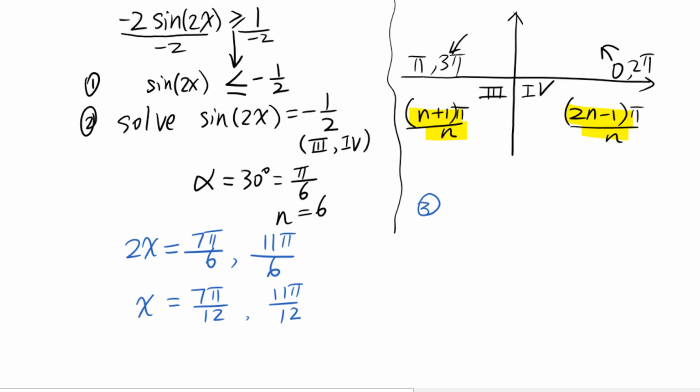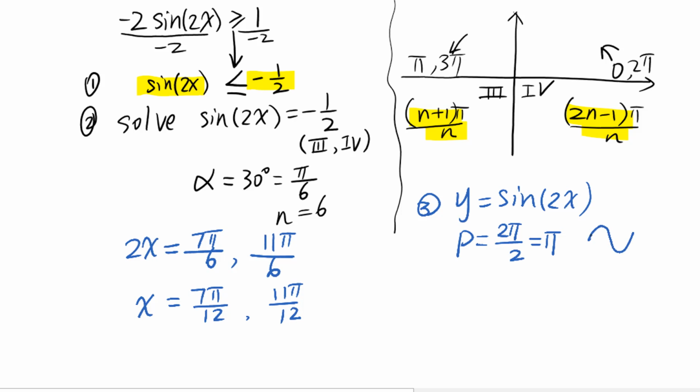Third step, we need to sketch the graph for y equals sine 2x and y equals negative 1 over 2. For y equals sine 2x, we know the period is 2 pi over b. That's 2 pi over 2 equals pi. The pattern for sine 2x is this. We need to figure out these 5 points. So let's sketch the graph.